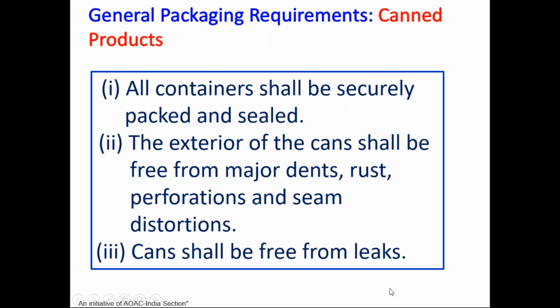The packaging requirement for canned food has some special requirements: it should be packed and sealed securely. There should be no leakage from the seams of the can. The exterior of the can should be free from major dents, rust, and seam distortions. There should be no leaking, and if the can is bulged, it shows that there is an anaerobic microorganism.